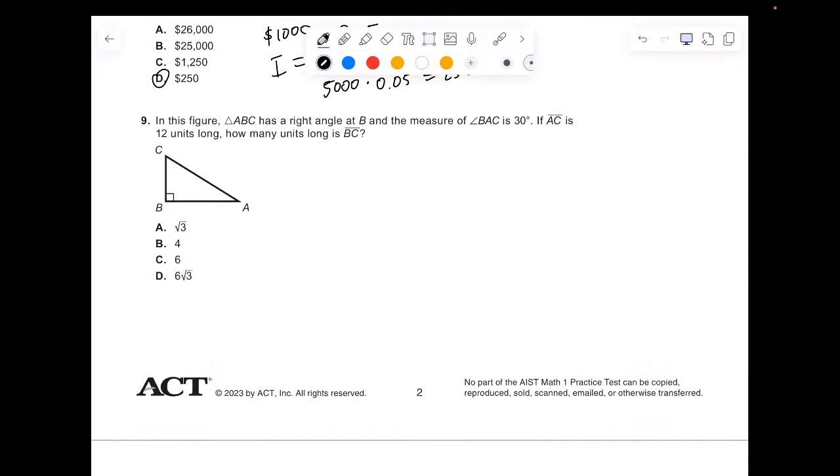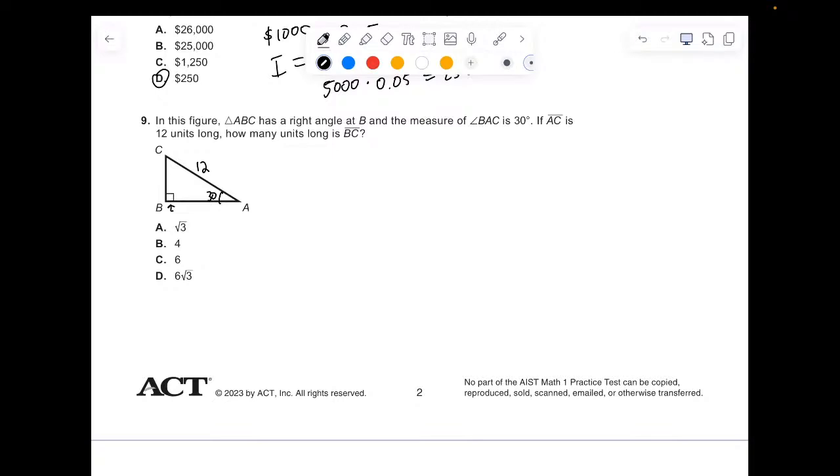In this figure, ABC has a right angle at B. Okay, that's shown with this square. And the measure of BAC is 30 degrees. So BAC, so this is 30. If AC is 12 units long, how many units long is BC?